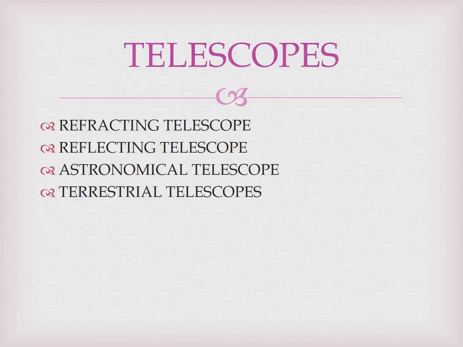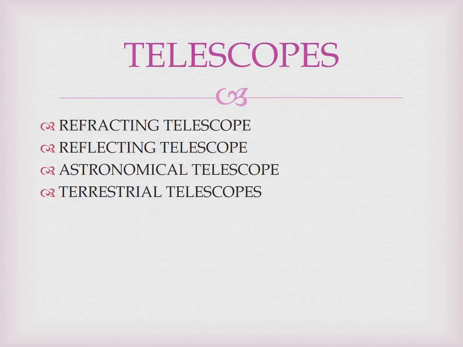There are different types of telescopes. According to the optical property, they are classified into two types: refracting telescope and reflecting telescope. In a refracting telescope, lenses are used. Galilean telescope, Keplerian telescope, and achromatic refractors are some refracting telescopes. And in a reflecting telescope, parabolic mirrors are used.